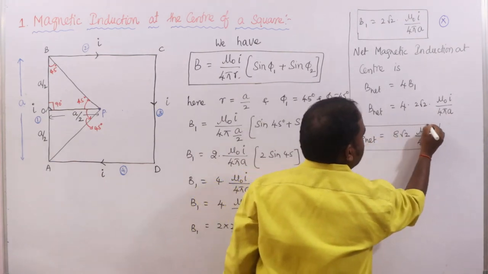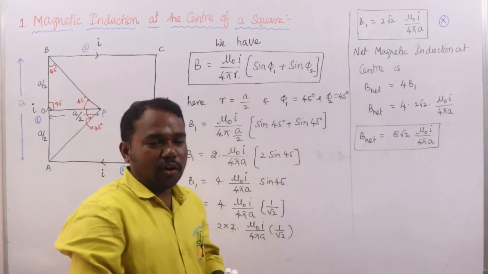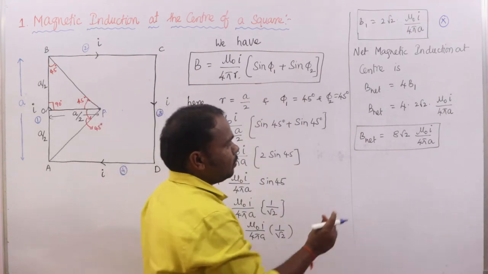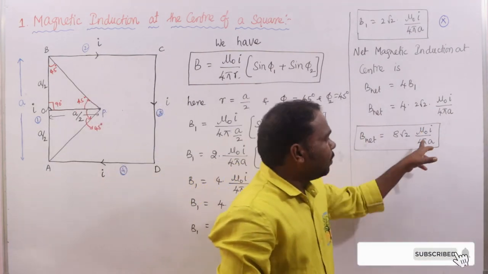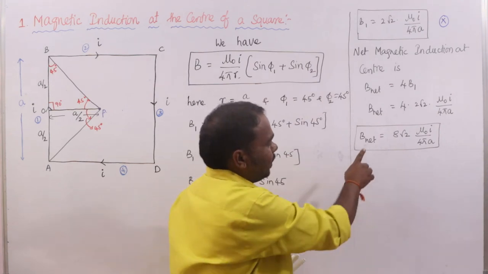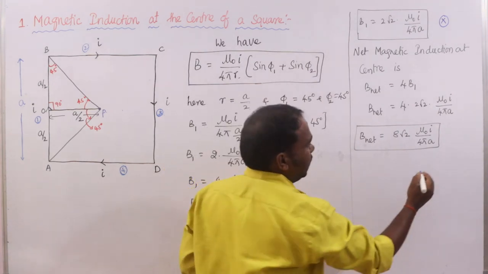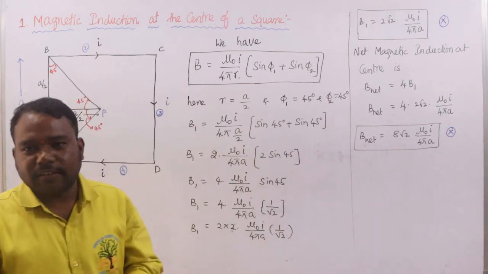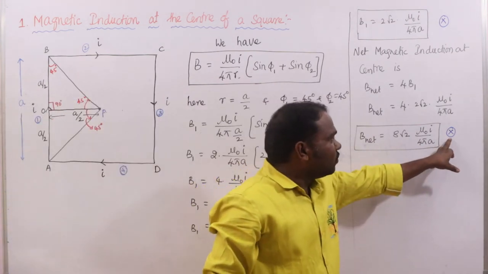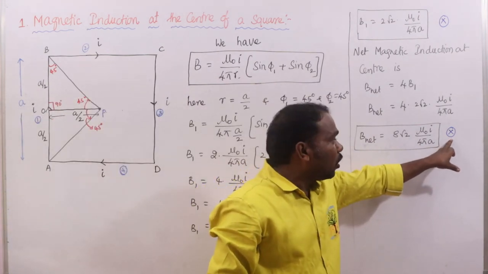The magnetic induction at the center of the square is given as B net is equal to 8 root 2 mu naught I by 4 pi A. And the direction of this magnetic field at the center is inward. The direction is given here as inward, which will be the cross symbol. This is not wrong here.